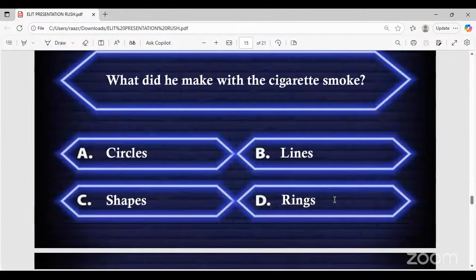Okay, next question. What did he make with the cigarette smoke? A. Circles. B. Lines. C. Shapes. D. Rings. What did he make with the cigarette smoke?